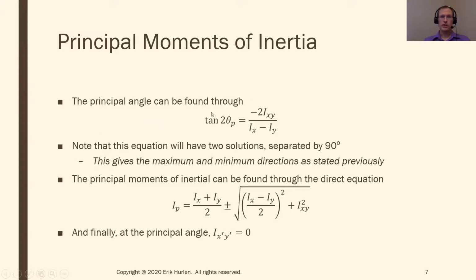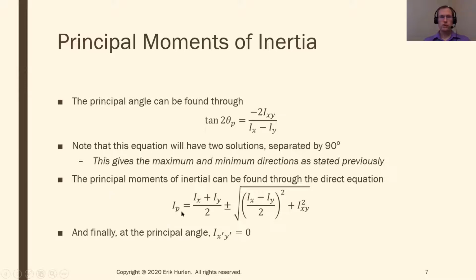That principal angle you can actually find through this equation. Negative 2 times the product of inertia divided by (Ix minus Iy) gives you the tangent of twice the principal angle. Because you're using a tangent to solve for theta, the inverse tangent gives you two answers. So this will have two answers. Those two answers will be separated by 90 degrees, and they correspond to the maximum and minimum moments of inertia, your two principal moments of inertia.